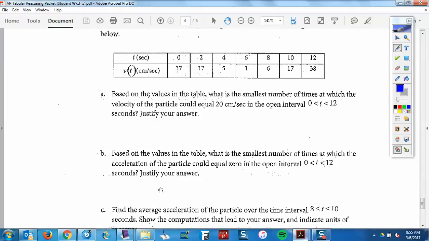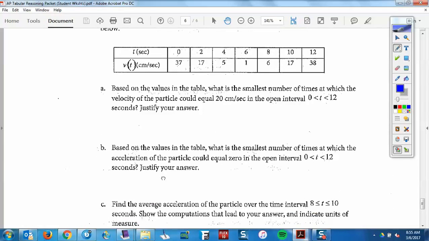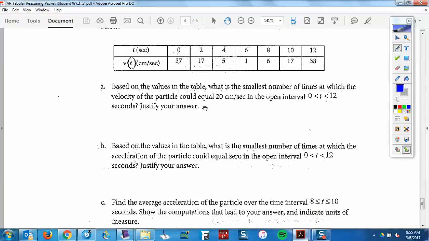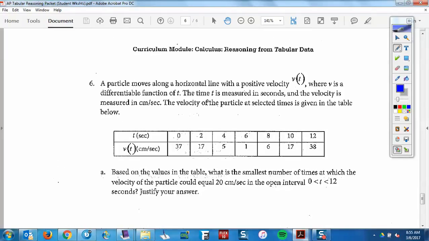Now, okay. So let's talk about this. This would be good because, let's talk about it. Based on the values in the table, what's the smallest number of times at which the velocity of the particle could equal 20? Now, between 0 and 12. Okay, now it says this is a differentiable function.